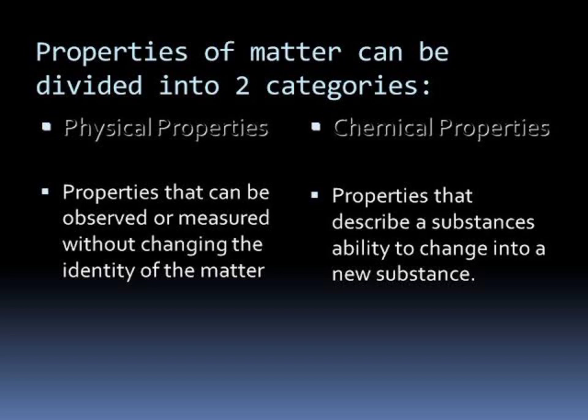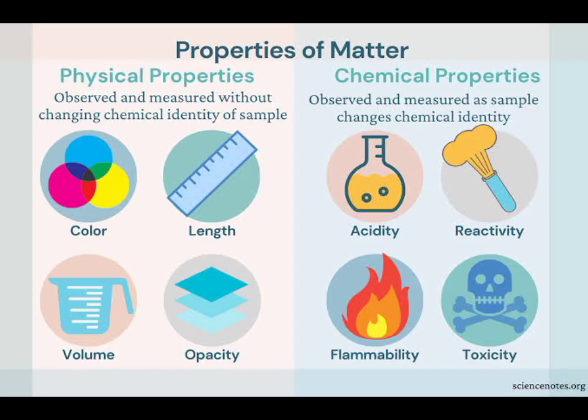Properties of matter can be divided into two categories. First, physical properties, which can be observed or measured without changing the identity of matter. The second is chemical properties, which describe a substance's ability to change into a new substance. As you can see here, in the properties of matter, I have shown a picture of examples of the physical properties and chemical properties.